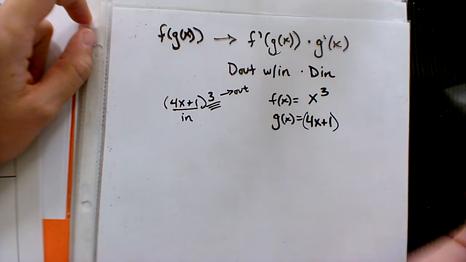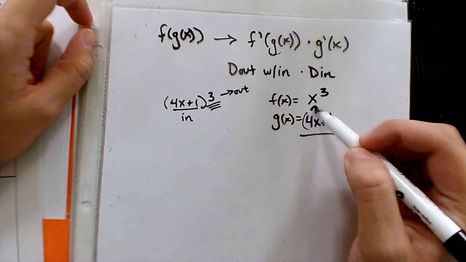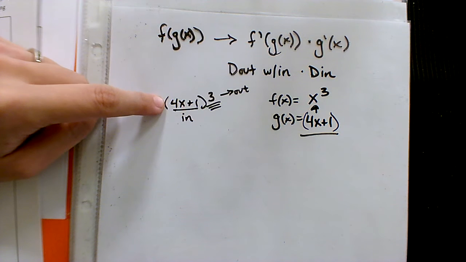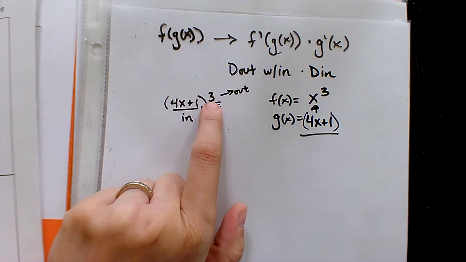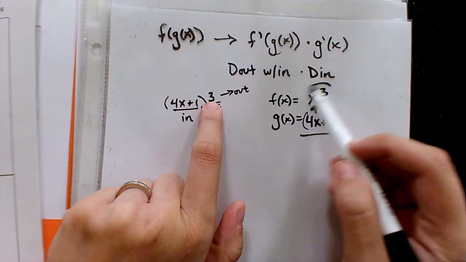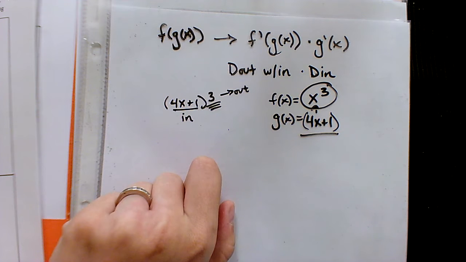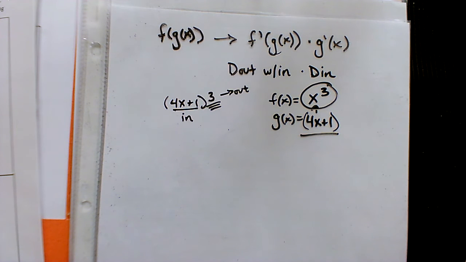X cubed, right? If you take this and plug it in here for that x, it's going to look like this. Oh, snap. So when I say the power of 3 is the outside function, it's actually meaning this. That's great. And that's when you use the power rule. Do you see it? I got it.